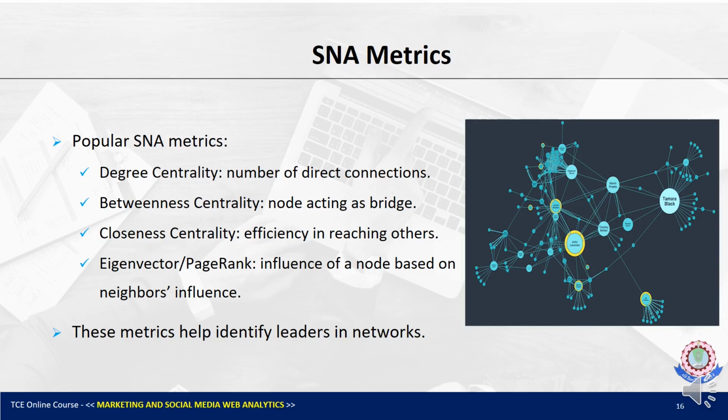SNA metrics. Key metrics include degree centrality, popularity, betweenness centrality, influence as a bridge. Closeness centrality means how quickly a node can reach others, and PageRank means influence based on the influence of neighbors. Together, these help identify trendsetters, connectors, and gatekeepers.